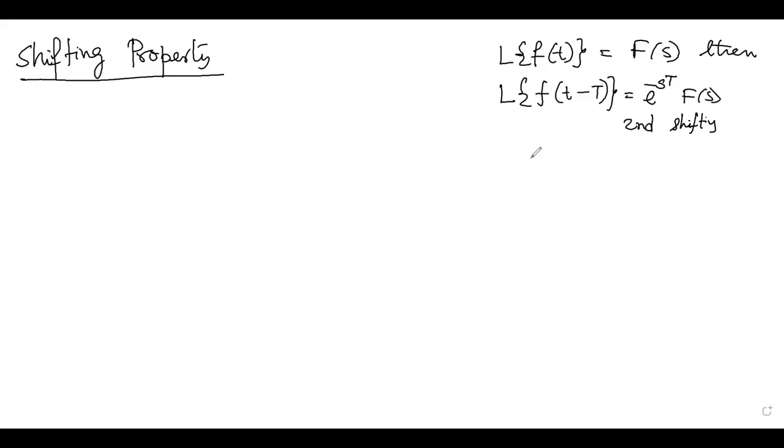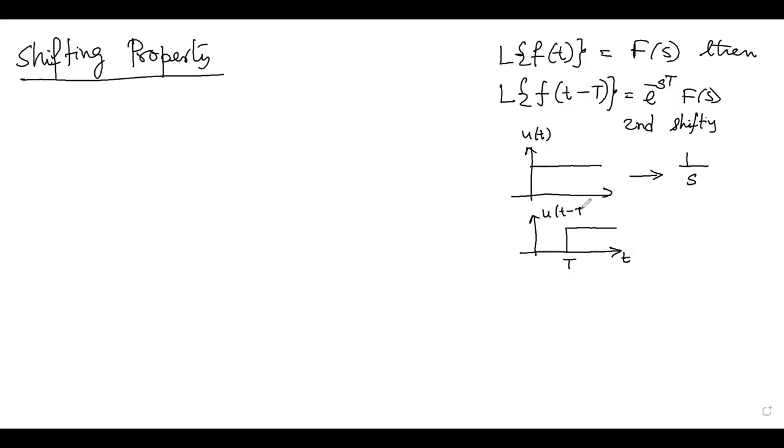That means if we have the unit step function u(t), we know its Laplace transform is 1 by s. But if we have a shifted function, say u(t minus T), its Laplace transform would be e to the power minus sT by s. The same also applies for the Z transformation.